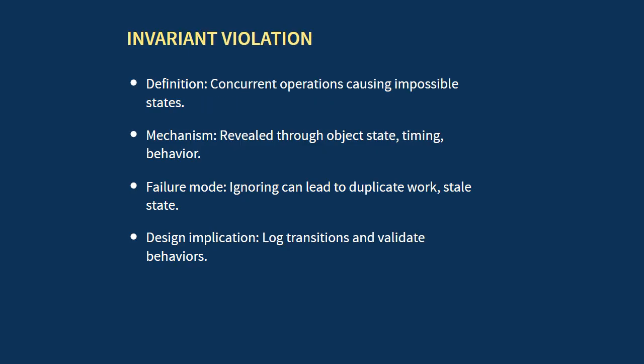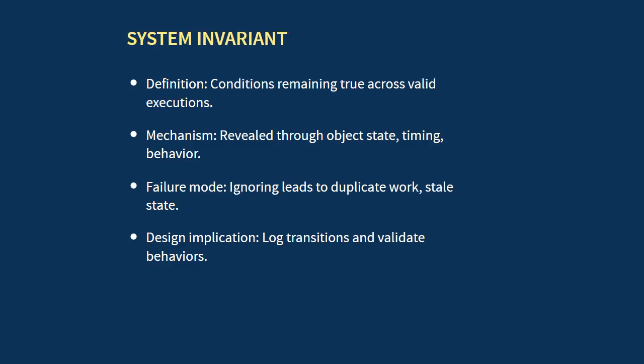An invariant violation occurs when concurrent operations result in the system being left in an impossible state. Can you give an example of how this might occur? Certainly. If we allow simultaneous operations that alter the same data, we can easily end up in an illegal state. Lastly, a system invariant is a condition that must remain true across all valid executions. How do we verify that an invariant is maintained during execution? We need mechanisms that validate state consistency throughout the system's operation.